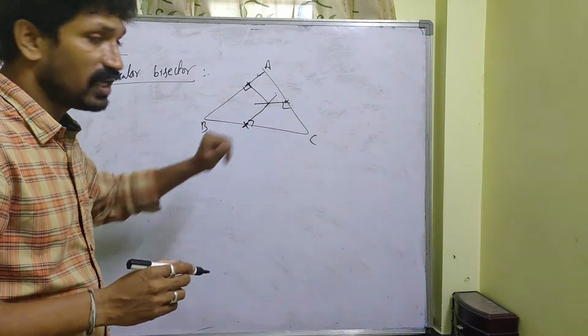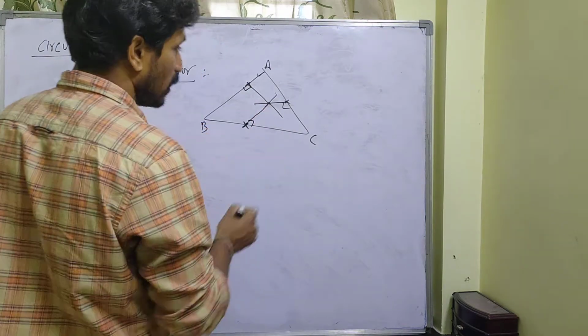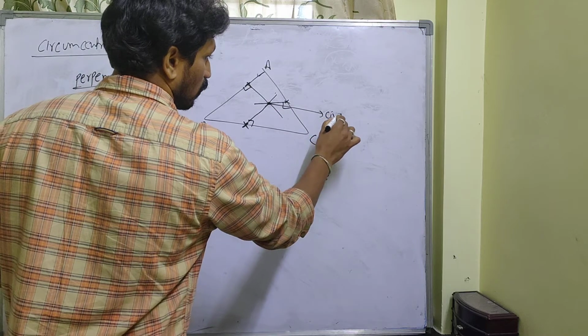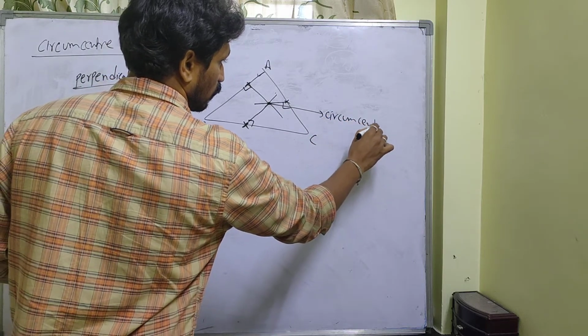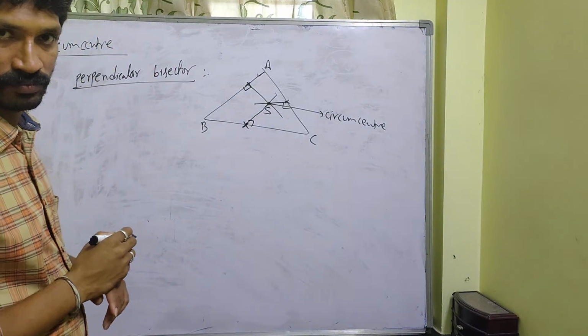So these three perpendicular bisectors are concurrent. Okay, this point of concurrence is called the circumcenter, generally denoted with capital S.